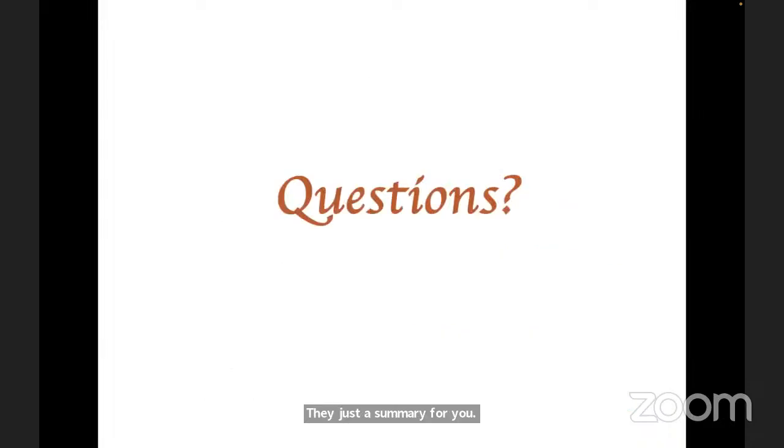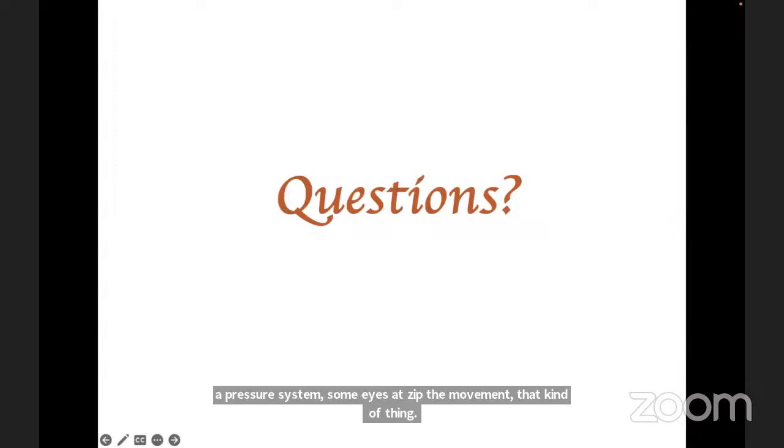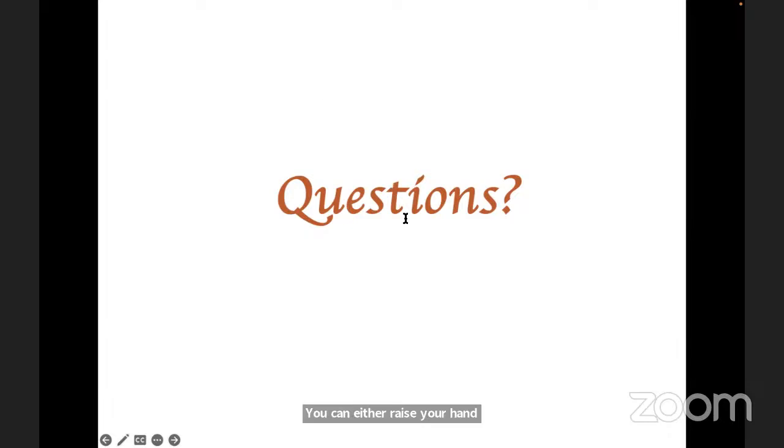Any question about this last part? Not the whole thing, but this last part. Anyone to ask a question about the last part? These are pressure systems, ITCZ movement, that kind of thing. Any question? You can either raise your hand or write in the comment section.